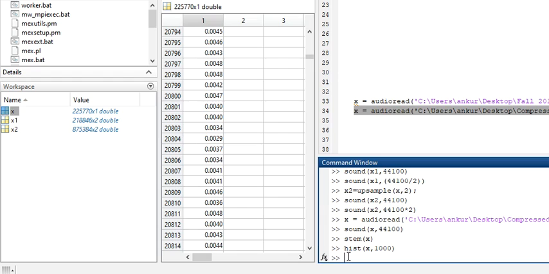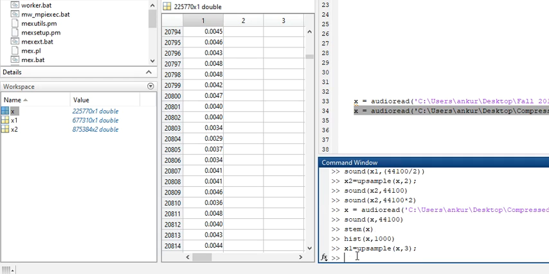So let's see the effects of upsampling it. X1 equals upsample x, let's say by a factor of 3. Okay, and you can see the number 2 becomes 6.